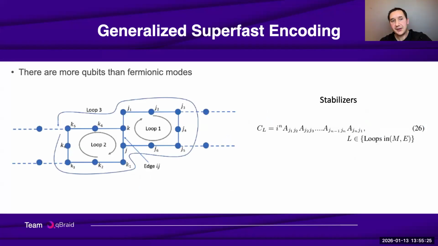Of course, once you add these extra qubits, more than modes, you get some redundancy in your system, and from this you can define stabilizers. So if you go around a loop, so you hop between each of these modes and then you come back to the same spot, then nothing should have happened. This is a redundancy of the system, and this can be used to do error correction or error mitigation.